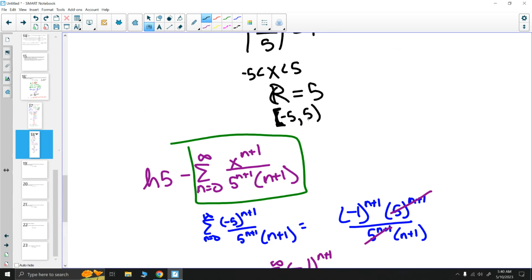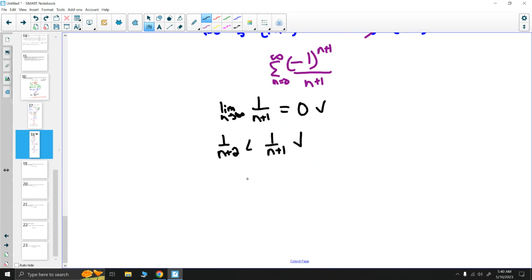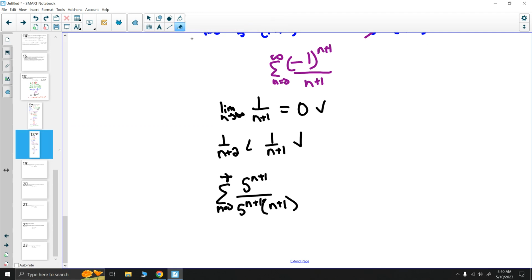Okay, now we can check 5 with the same logic. The only difference between 5 and -5 is we won't have this alternating series portion of it. So we'll just end up with 5 to the n plus 1 over 5 to the n plus 1 times n plus 1, like that. Let me try that again. So anyway, these cancel, and we get 1 over n plus 1.